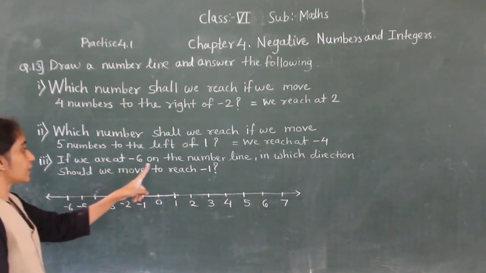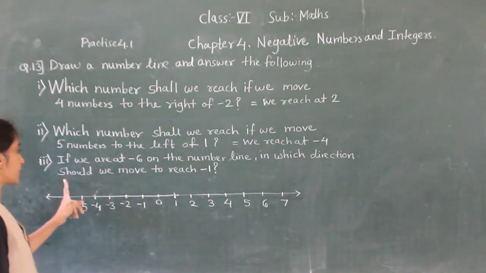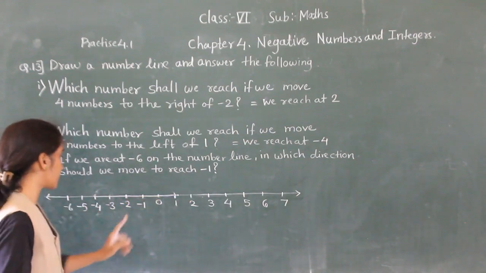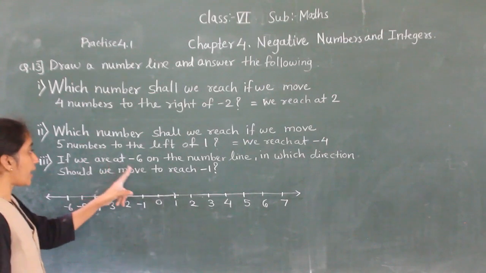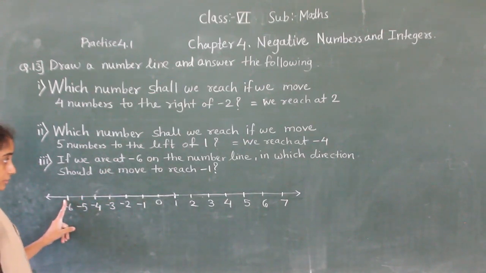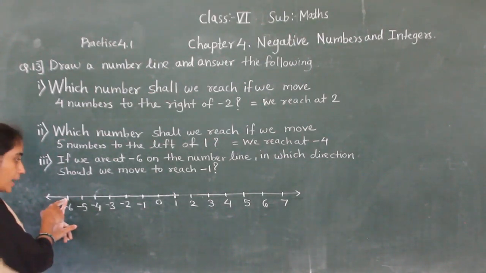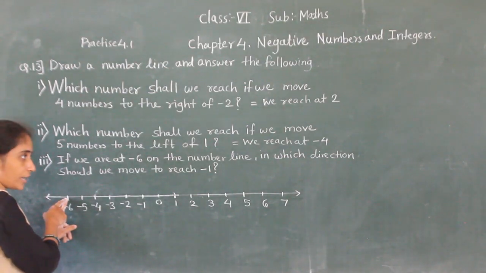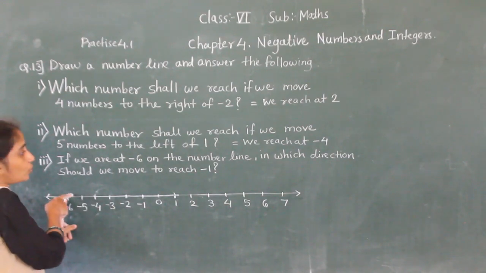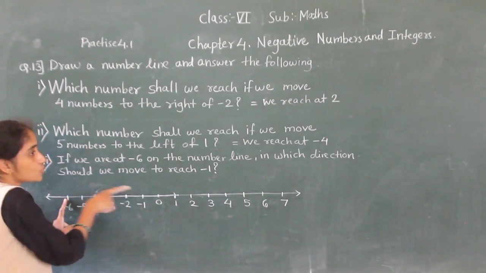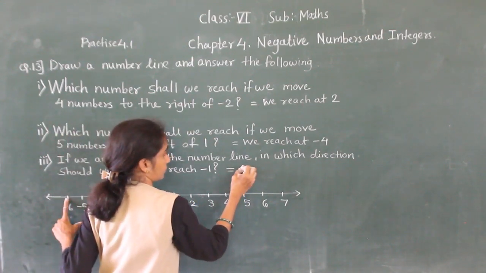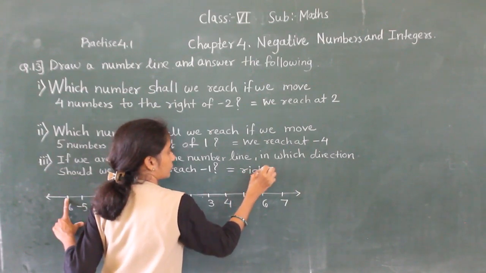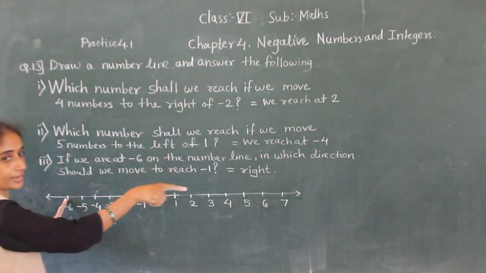So, if we are at minus 6 on the number line, in which direction should we move to reach minus 1? See, minus 1 is here. We are at minus 6. Which direction? Right. Okay? So, the right direction.